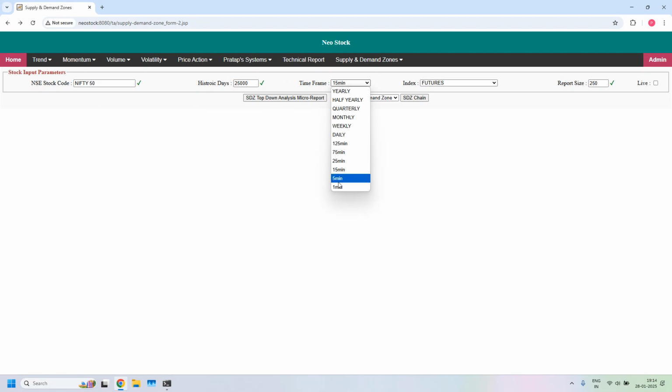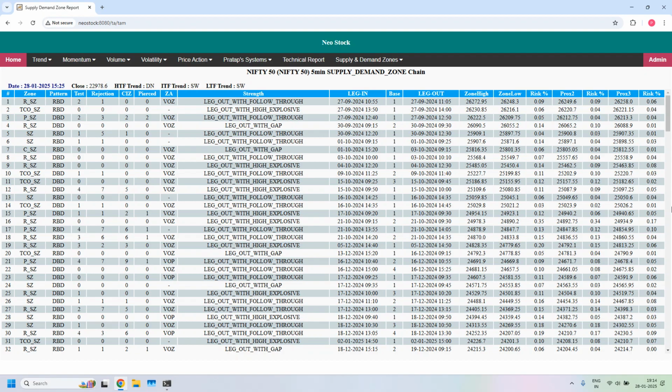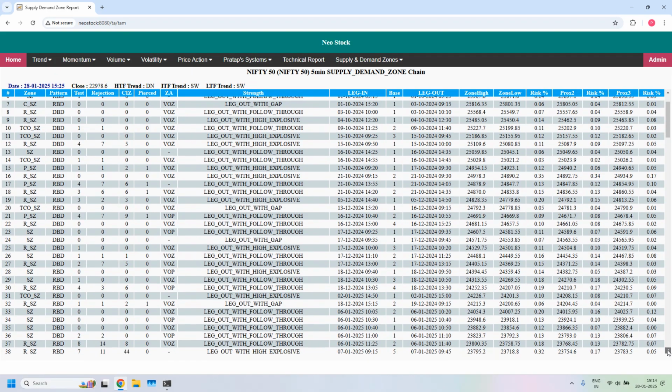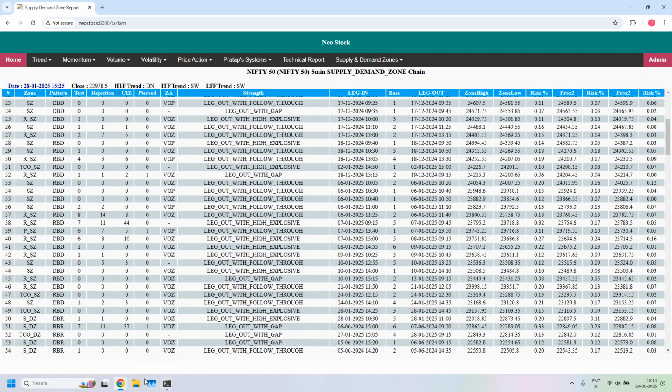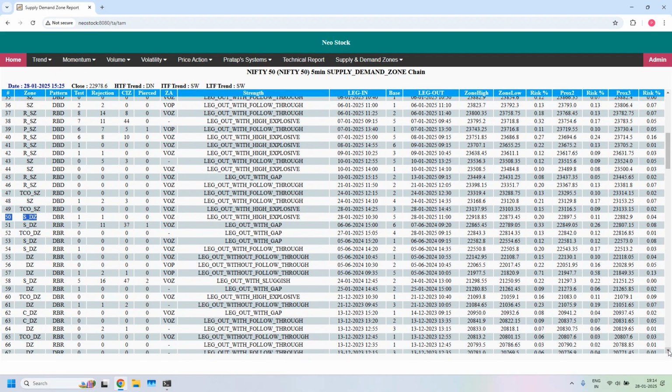Next, 5 minutes supply demand zone chain for Nifty. All these are all supply zones. So I'm scrolling the list down. So 50 is the nearest demand zone to the current closing price. Let me put it in the same middle. Okay, now below all are demand zones, above all are supply zones. So this is about Nifty supply demand zone chain.